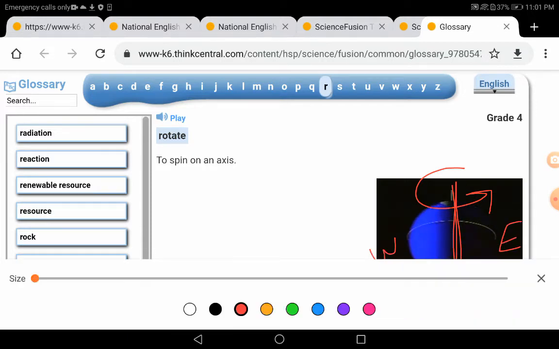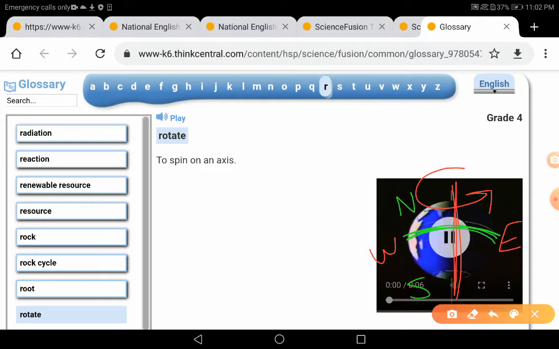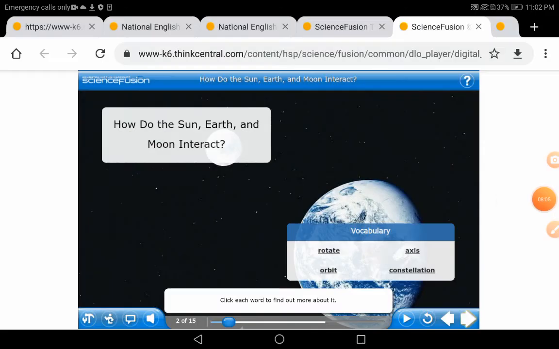And this line that divides the Earth into two equal parts is the equator line. It divides the Earth into northern hemisphere and southern hemisphere. So we have two hemispheres. Hemispheres means half ball. So the north one and the south one. Okay? Okay, let's see the word axis.